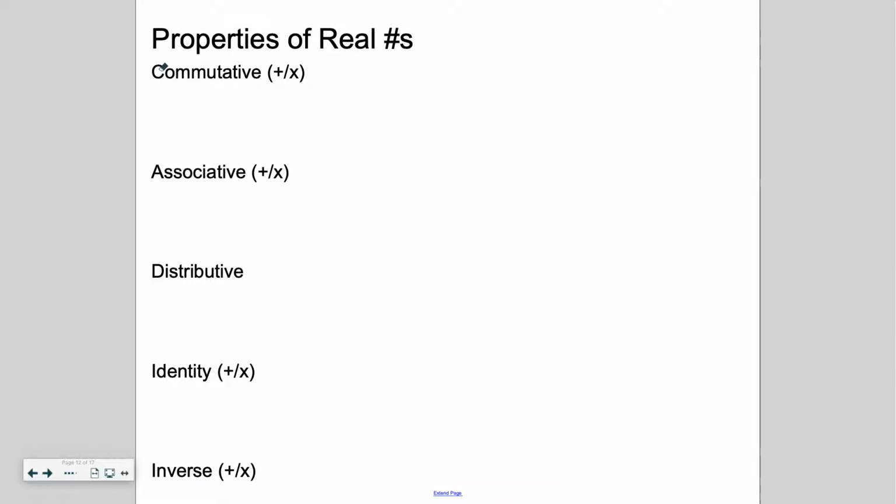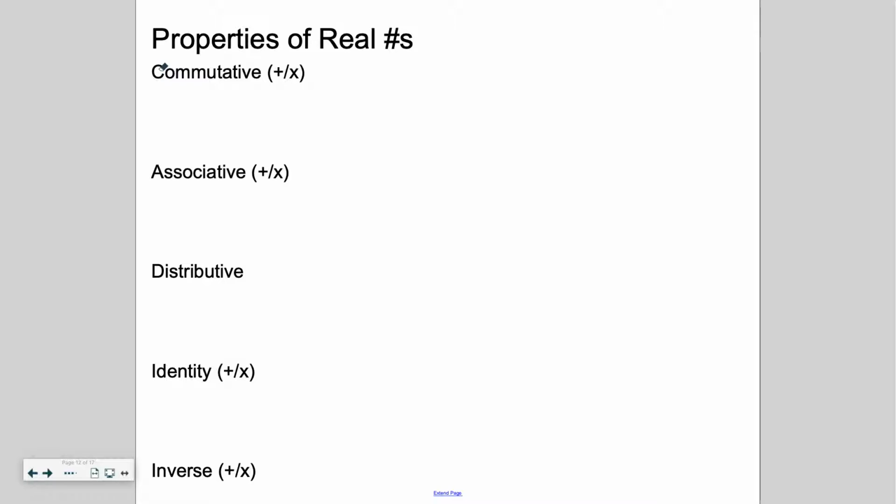All right. Properties. We're going to go through these pretty quickly because there's not a lot on properties, but it's important that we know them. Properties really happen mostly in addition and multiplication. Division and subtraction don't have a lot of properties. Okay? So commutative property. Can anyone tell me what the commutative property means? Or what it tells us?